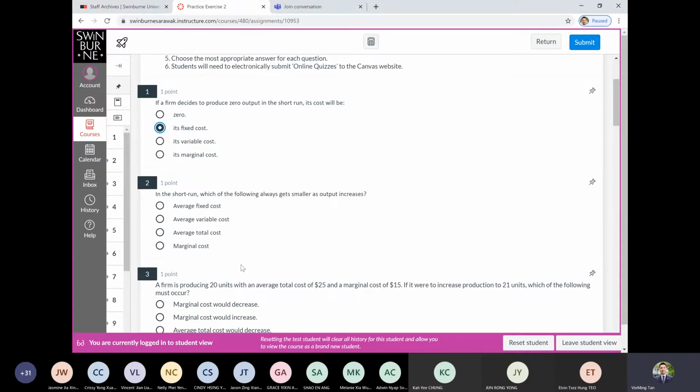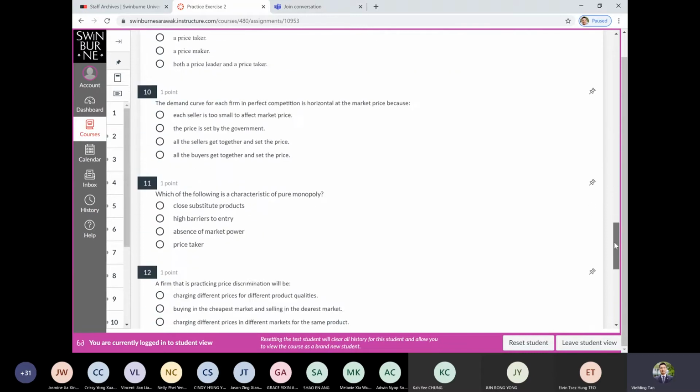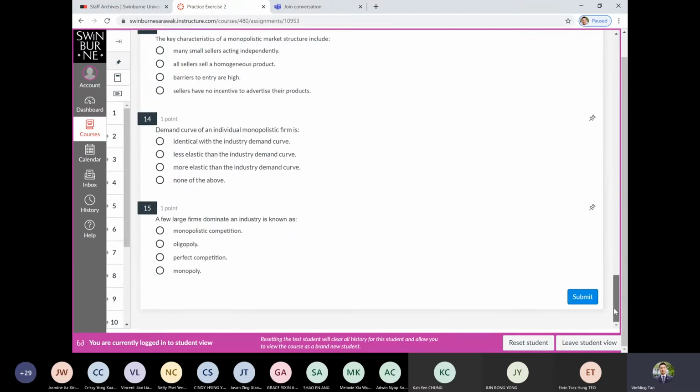So you continue answering the 15 questions. When you answer the first question, if you tick the answer, you may find that for box number 1, the dot is no longer there. Let's say now I want to try question 5. You can just click on this box in order to go to question 5 and answer the question. So continue answering. Then after you are happy with the answers, you just need to click on the submit button to submit.